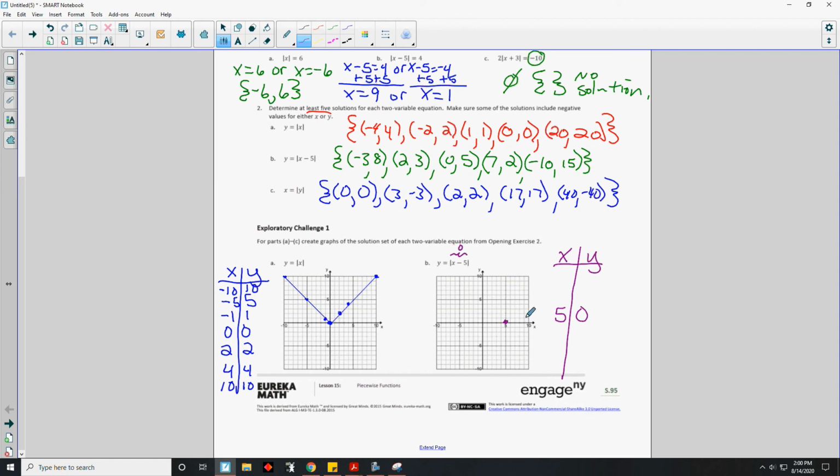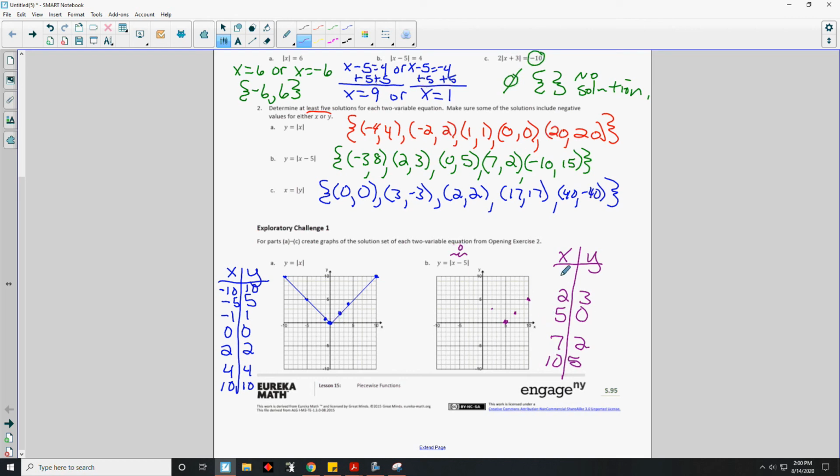And then I'm going to go to, I don't know, how about 10? Or how about 7? Let's do 7 first. 7, the absolute value of 7 minus 5, which is 2. The absolute value of 2 is 2. So I'm going to go over 7 up 2. And then if I substitute in 10 for x, 10 minus 5 is 5. The absolute value of 5 is 5. So I go over 10 up 5, and there's my point. Working the other way, I could go to 2. 2 minus 5 is negative 3. The absolute value of negative 3 is 3. So I go over 2 up 3.